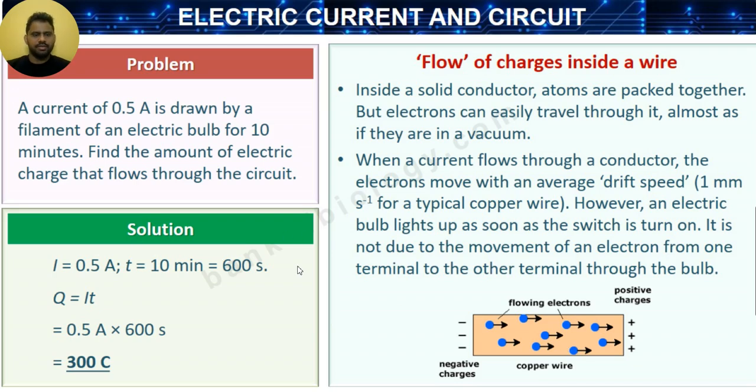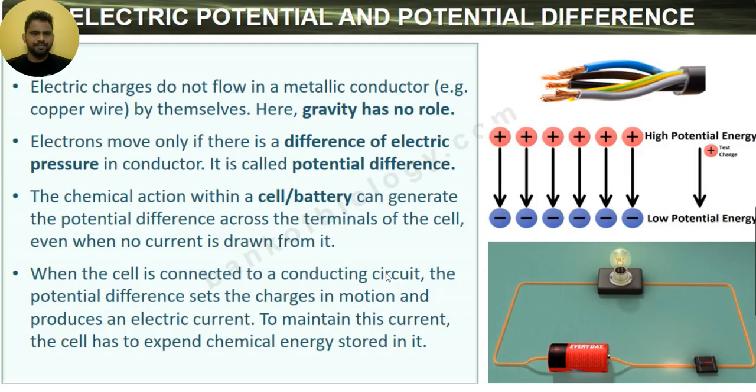So flow of charges, or current, happens inside a wire. What is important here is to understand this numerical question, that Q is equal to IT or I is equal to Q by T. These are formulas which can be used to find any of these three quantities. Let's move ahead.